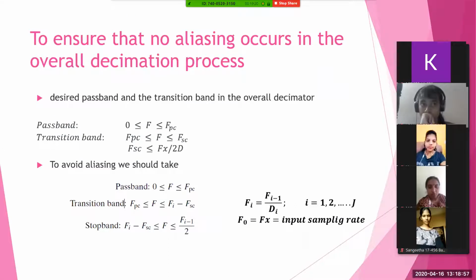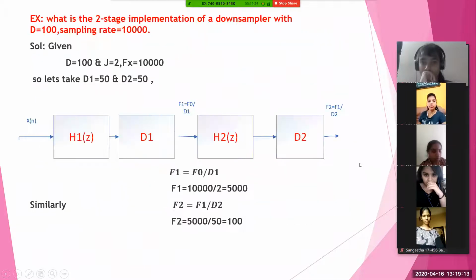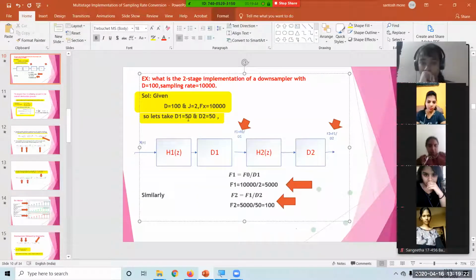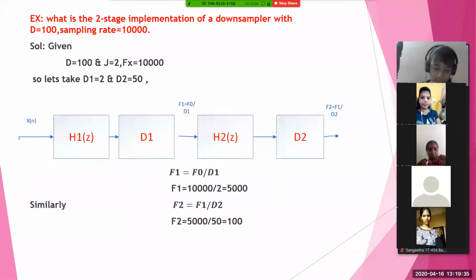Now, one more danger of this downsampler specifically is that... In the previous example, the D is 100 and we divided D1 is equal to 50 and D2 is equal to 50. No, sir, no. This D1 should have been 2. You have to express it as a product, right? D is 100, so I have taken it as 2 into 50. Sir, you just explain it once again, sir.